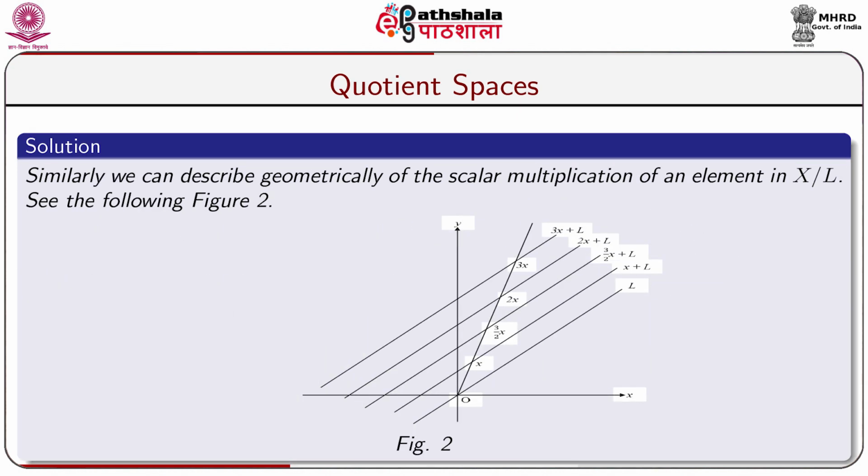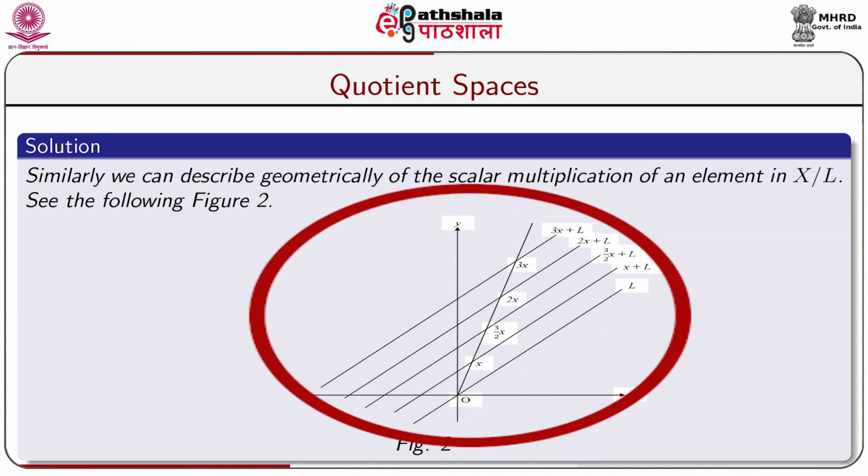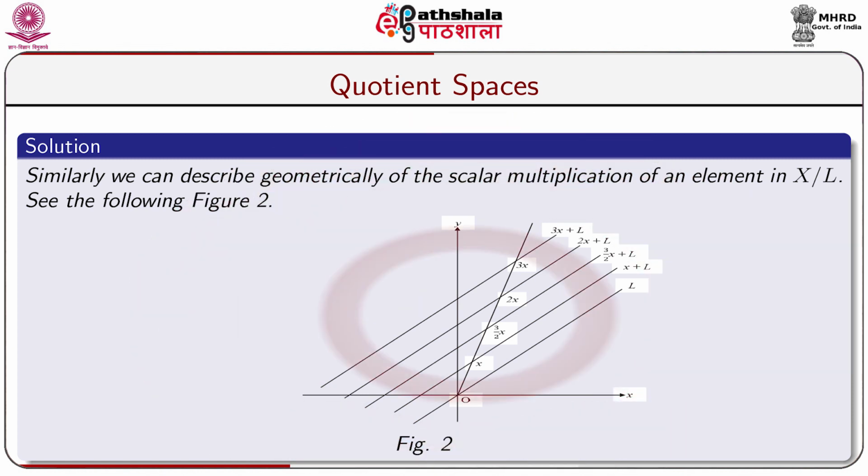Similarly, the product of any element x by a scalar is represented geometrically by the following figure. In Euclidean plane, we take an x axis and y axis, and L is a straight line passing through the origin O. Let us take a point x, and then x plus L is a straight line passing through x and parallel to L. Similarly, if we take a point 3 by 2x, then 3 by 2x plus L represents a straight line passing through 3 by 2x and parallel to L.